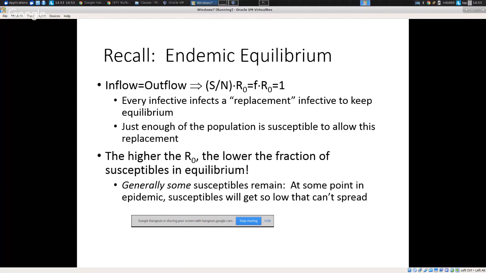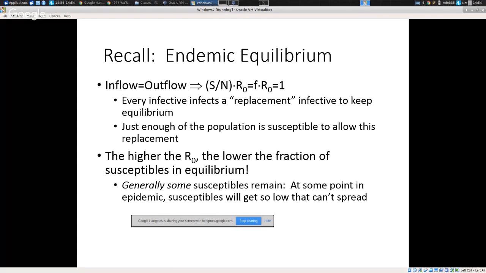Then if we want R0 times F to be less than 1, that's just what this is, F times R0. I'll write it even in that order. F times R0 is less than 1. Then what does F need to be? Less than 1 over R0. Right? So we need the fraction of people who are susceptible to be less than this.